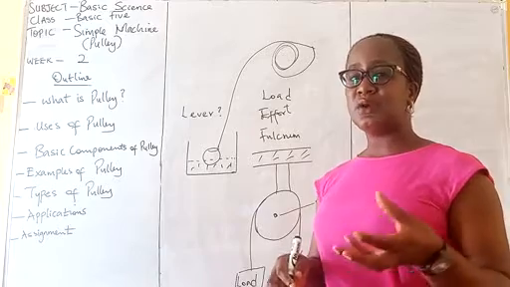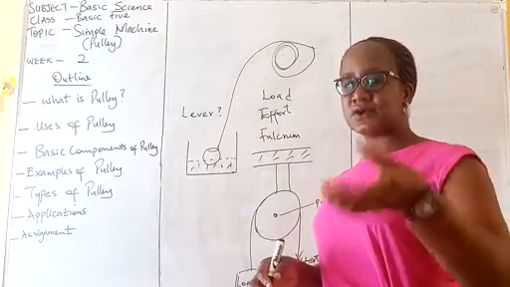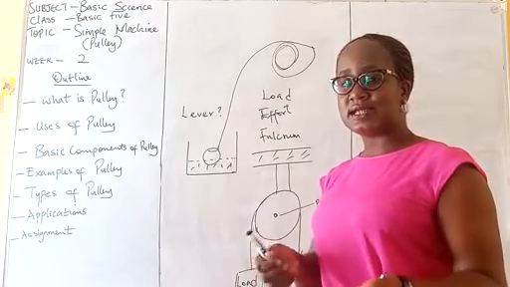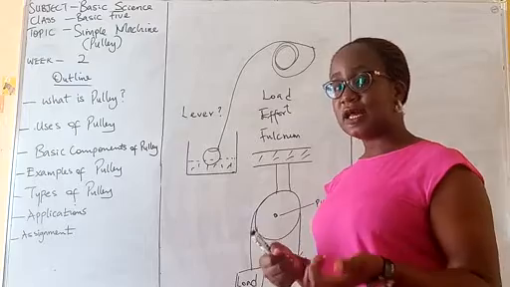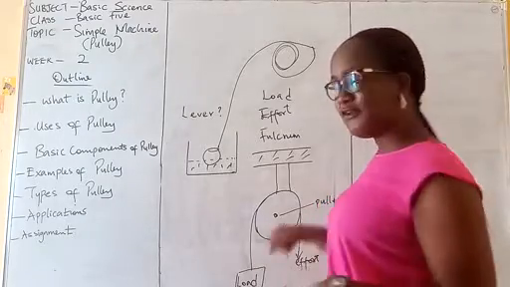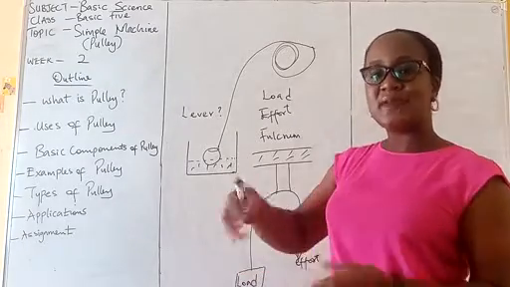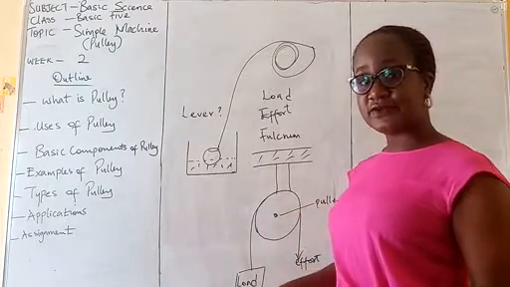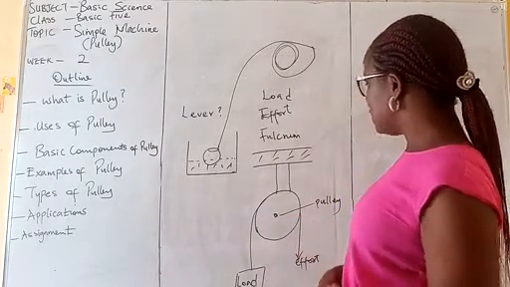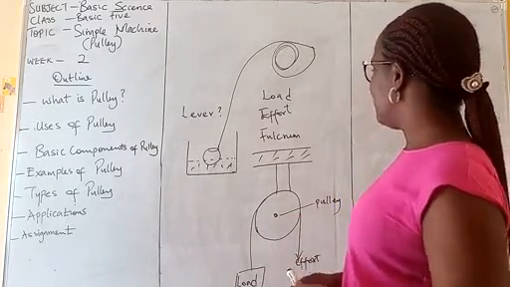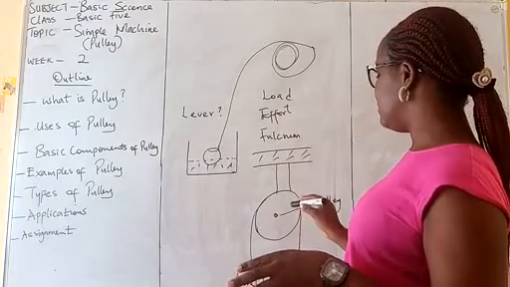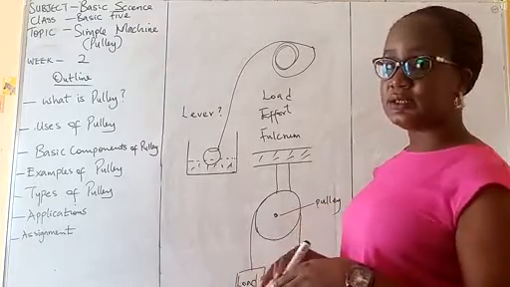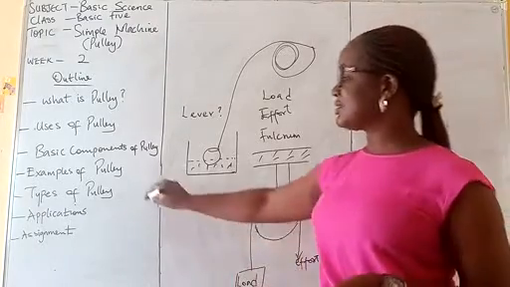I said load. Load is that force caused by the object that is being what? Carried. That is your load. Now the applied force, that is the force that you apply in order to drag your load, is what we call the effort. Okay, this is a typical pulley. In fact, this type, we call it a fixed pulley. Okay, that will now take us to types of pulley.